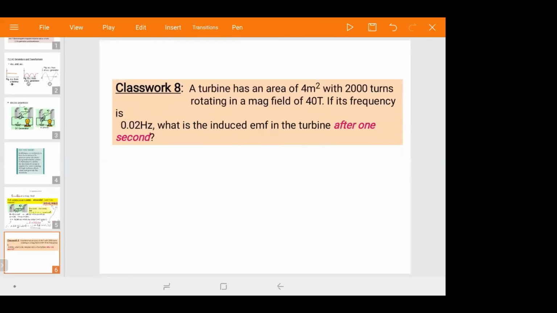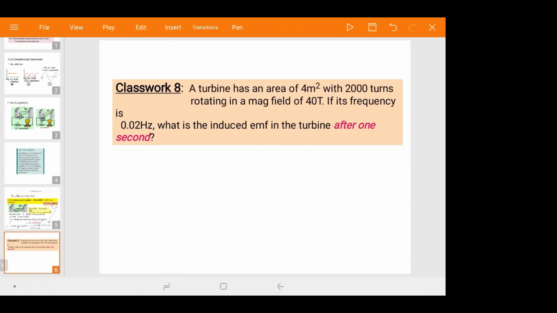So I hope that's not too much for you. It says here, a turbine has an area of 4 meters squared with 2,000 turns rotating in a magnetic field of 40 Tesla. If its frequency is 0.0 hertz, what is the induced EMF in the turbine after 1 second?